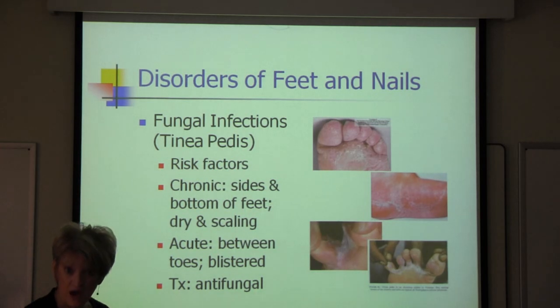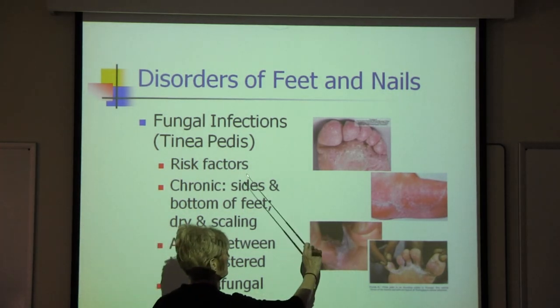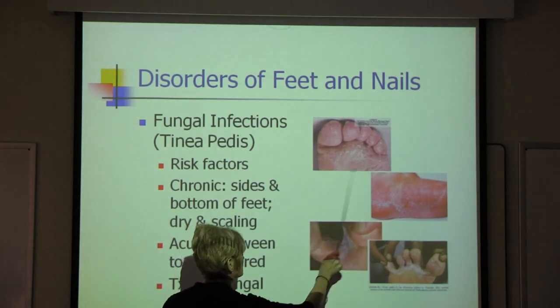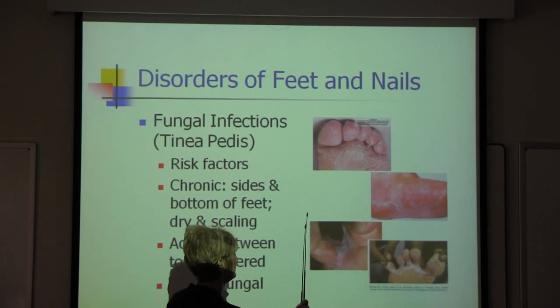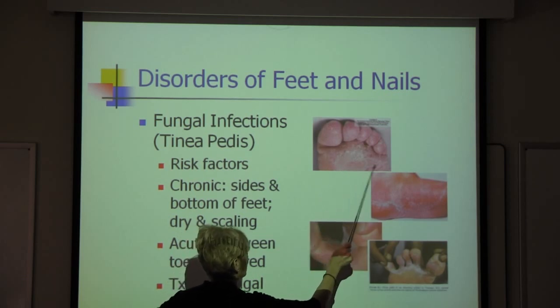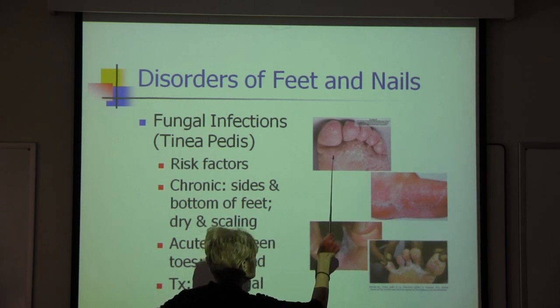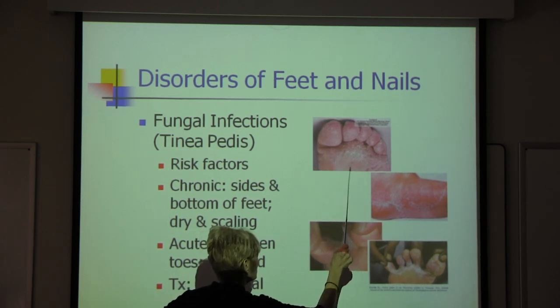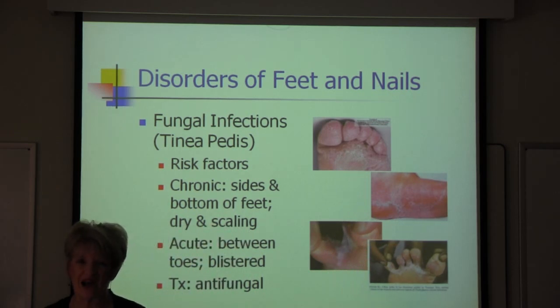If it is chronic tinea pedis, it typically is going to present in this moccasin distribution, the bottom and the sides of the foot. And typically it has this dry, scaling appearance. But when you look carefully, you'll see these little circular scales all over the bottom and the sides of the feet. Looks bad, dry, scaly, ugly.